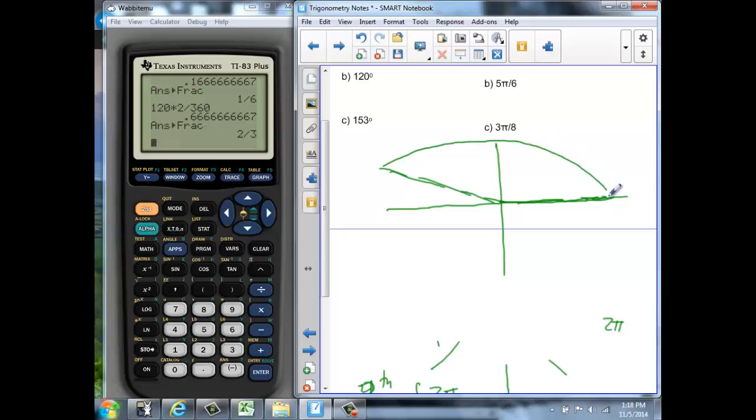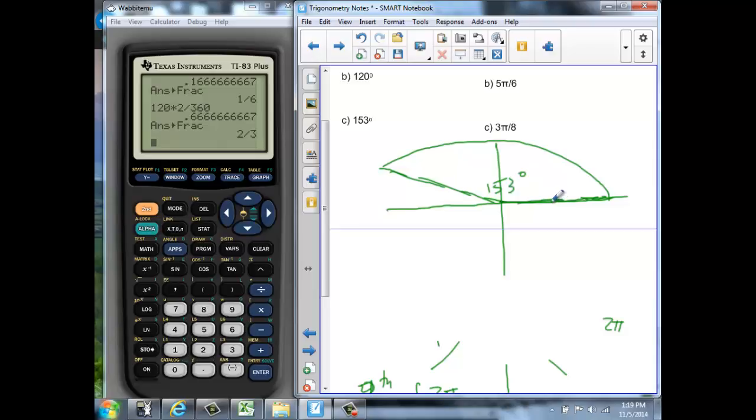So let's say that this was the slice of pie that you were eating. This person is very greedy. They're almost eating half of the pie. So it's smooth. Okay, so this would be 153 degrees.